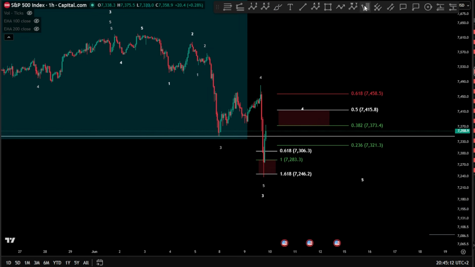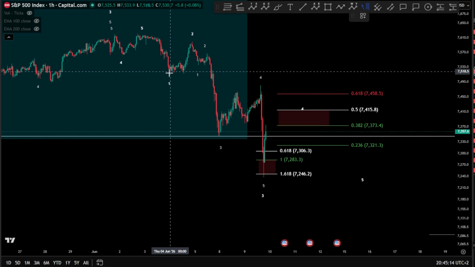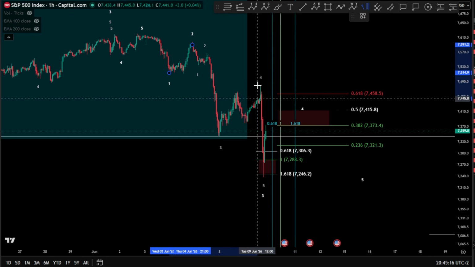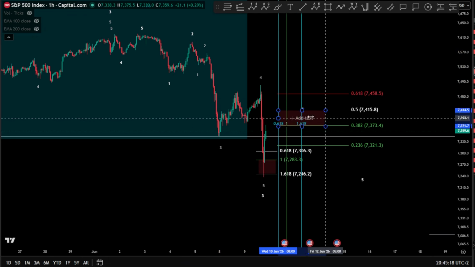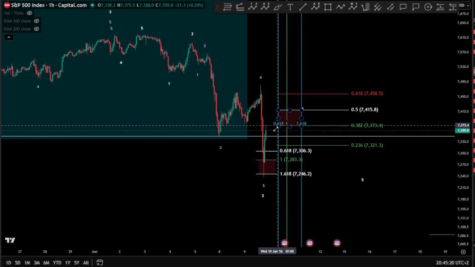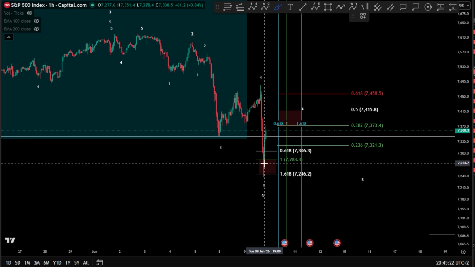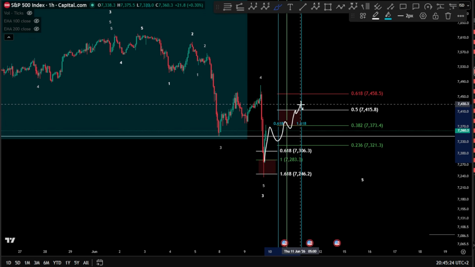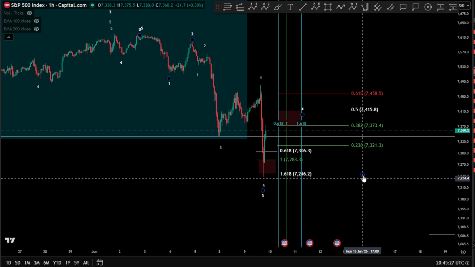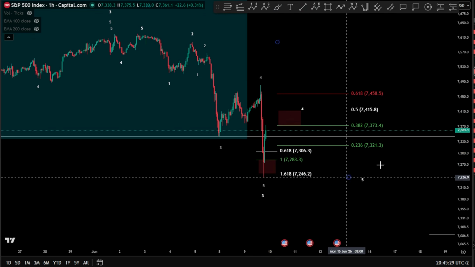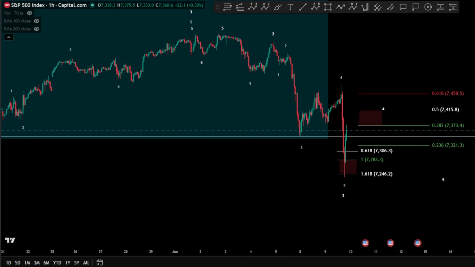Timing is essential as well. So we are alternating this wave 2 here, and we're looking then to this time. Here we go. This is a time that we're looking. So yes, definitely we might still keep pushing higher before we push down again for the final wave 5. Yep, so that was it for SPX as well.